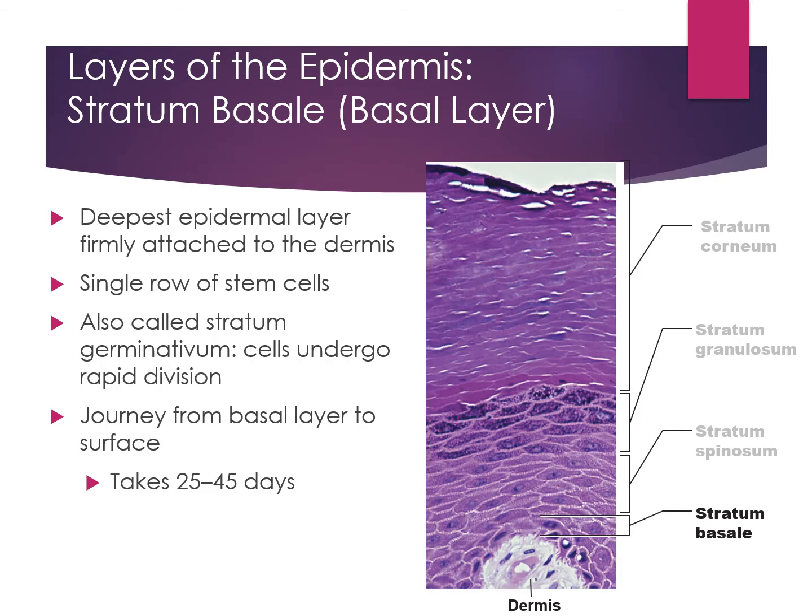Now let's look at the cells of the deepest layer of the epidermis, the stratum basale or basal layer. The stratum basale consists of a single layer of rapidly dividing stem cells, as depicted here. These cells are tightly attached to the underlying dermis via the basement membrane that supports the epidermis.